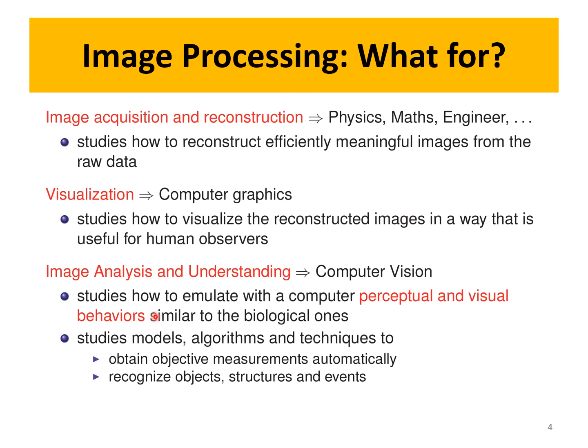The study is how to emulate with a computer perceptual and visual behaviors similar to the biological ones. So let's say my eye is looking at the information. We would like to be able to design something that the computer can do as close as possible to biological ones. Now, image analysis also studies models, algorithms, and techniques. So you can work, let's say, in grad school on a project where you are developing an algorithm to do a specific computer vision application for a specific set of data. You also want to recognize objects, structures, and events. And I'm going to show you a number of images to get you up to speed.